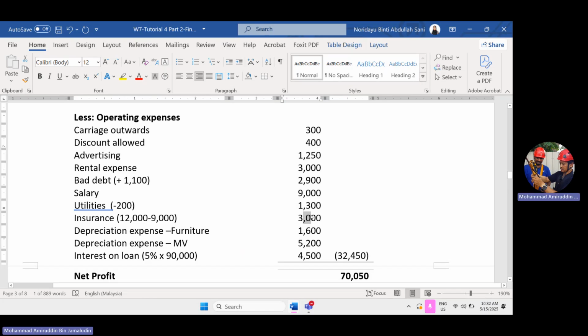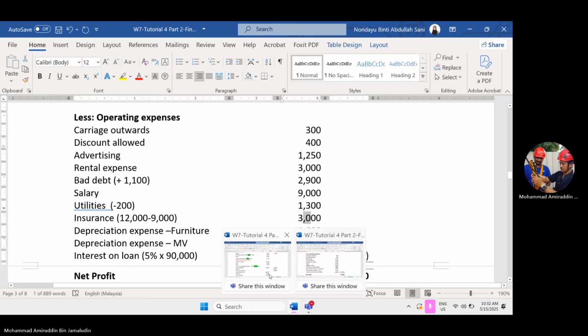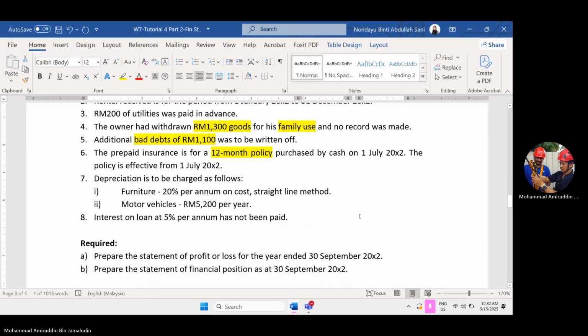Can you follow? Any doubt? Yeah, so be careful on the date. Okay, next we have the depreciation. I think this one very, very straightforward. For furniture, straight line method. So we have 20% is the depreciation rate.